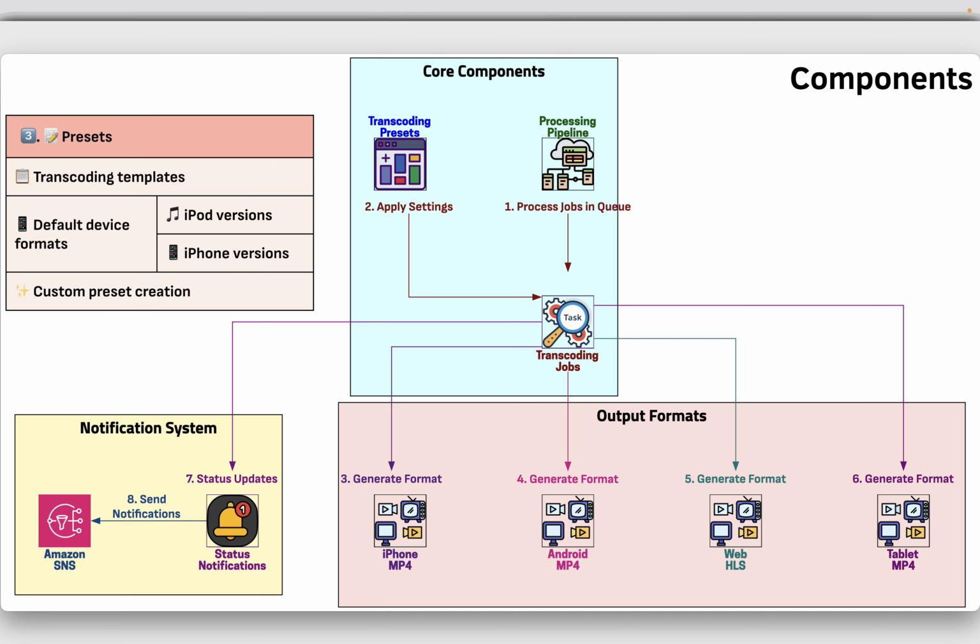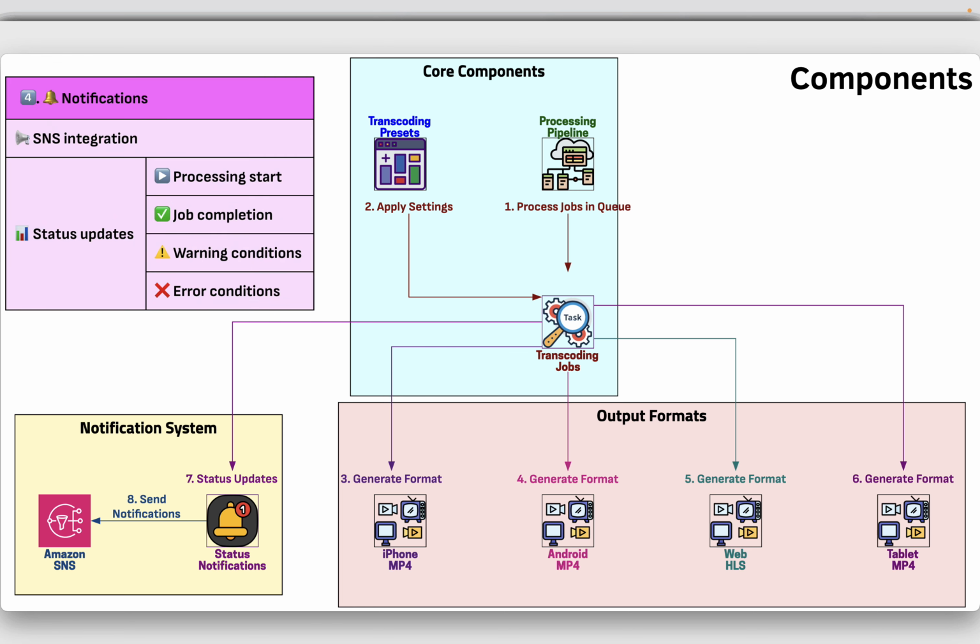Next one is presets. Presets function as transcoding templates, containing predefined settings for converting media files between formats. These include default presets for common devices like iPod and iPhone, with the flexibility to create custom presets for formats not covered by the default options. Next component is notifications, and these provide optional integration with Amazon Simple Notification Service to track job status, alerting you when processing begins, completes, or encounters warnings and errors during the transcoding process.